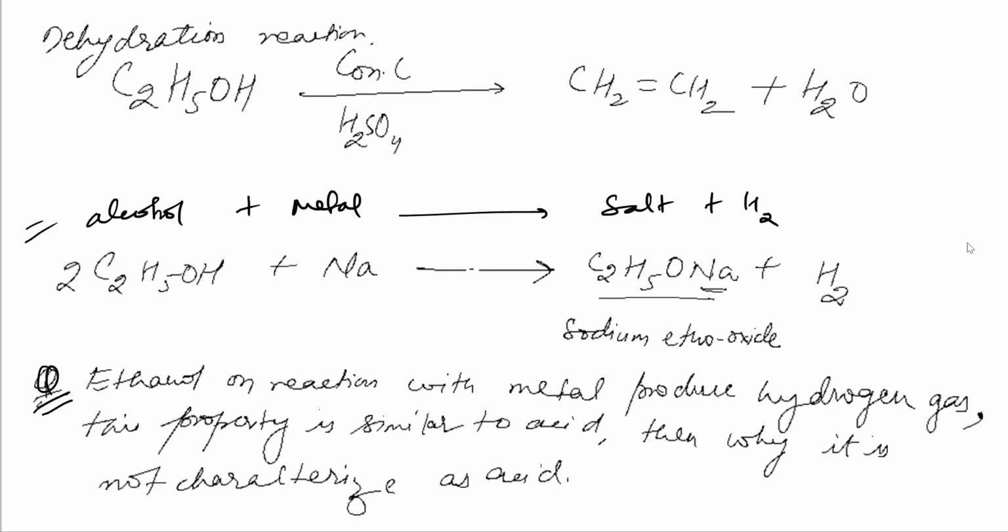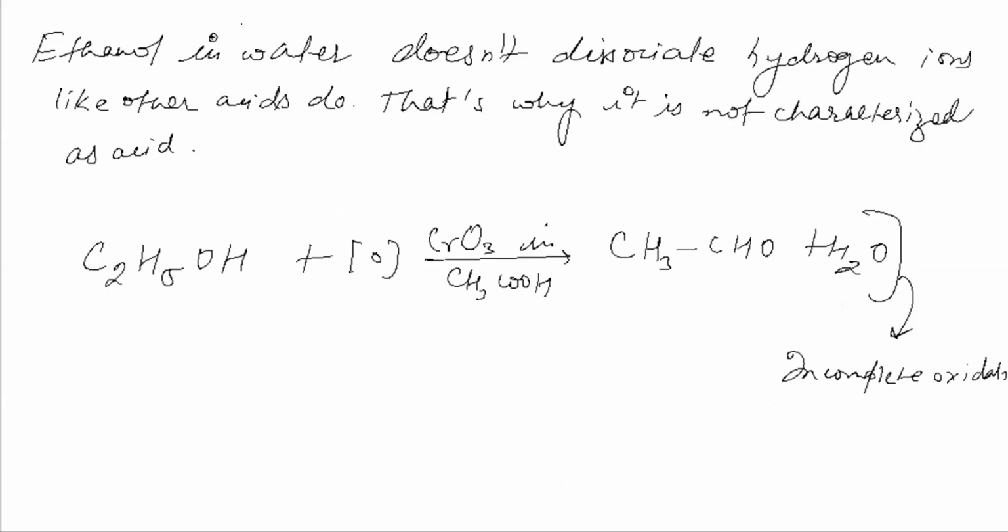So the question comes: ethanol on reaction with metal produces hydrogen gas. This property is similar to acids. Then why is it not characterized as an acid? The reason, as written in the NCERT, is that ethanol in water does not dissociate H plus ions like other acids do, that's why it is not characterized as an acid. Put it down, please.